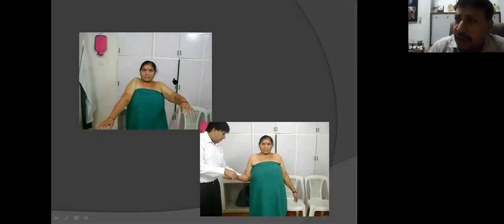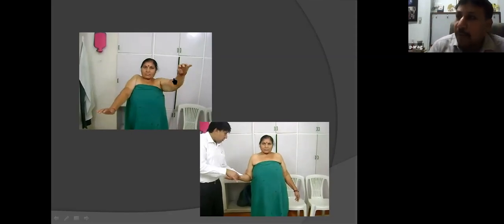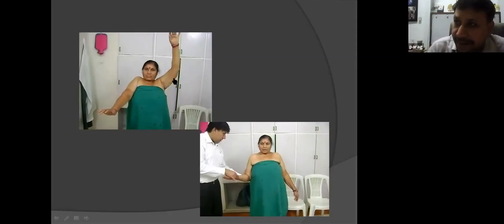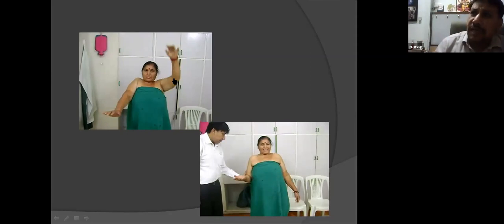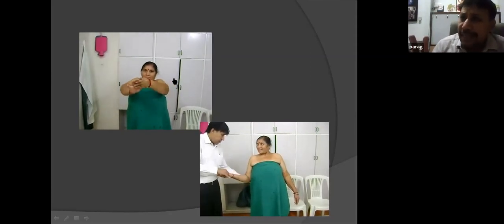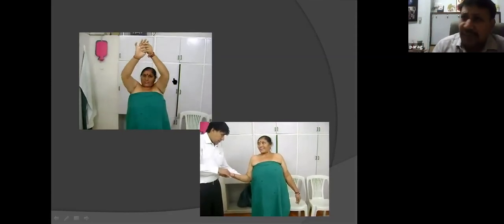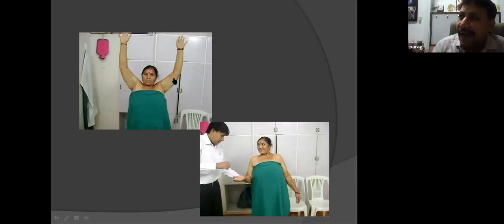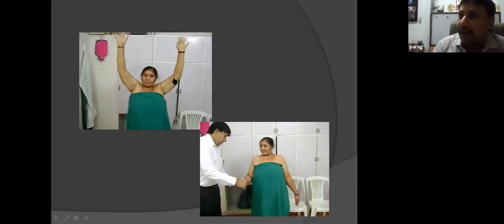There is a lack of external rotation. There is a positive external rotation lag sign. So the most likely diagnosis, in the presence of intact neurology, which is usually the case, is a large supra-infra cuff tear. Okay?